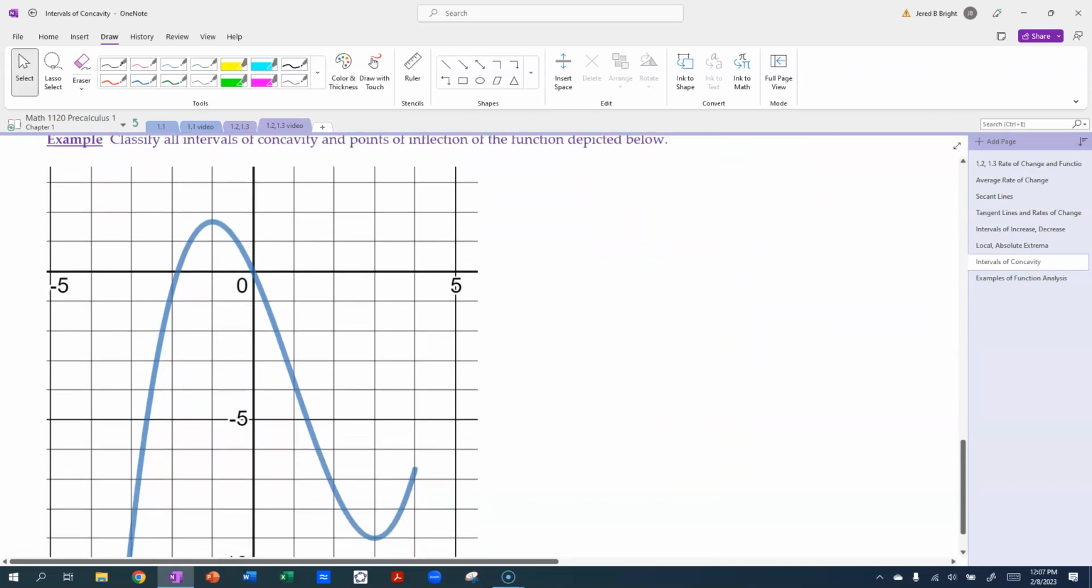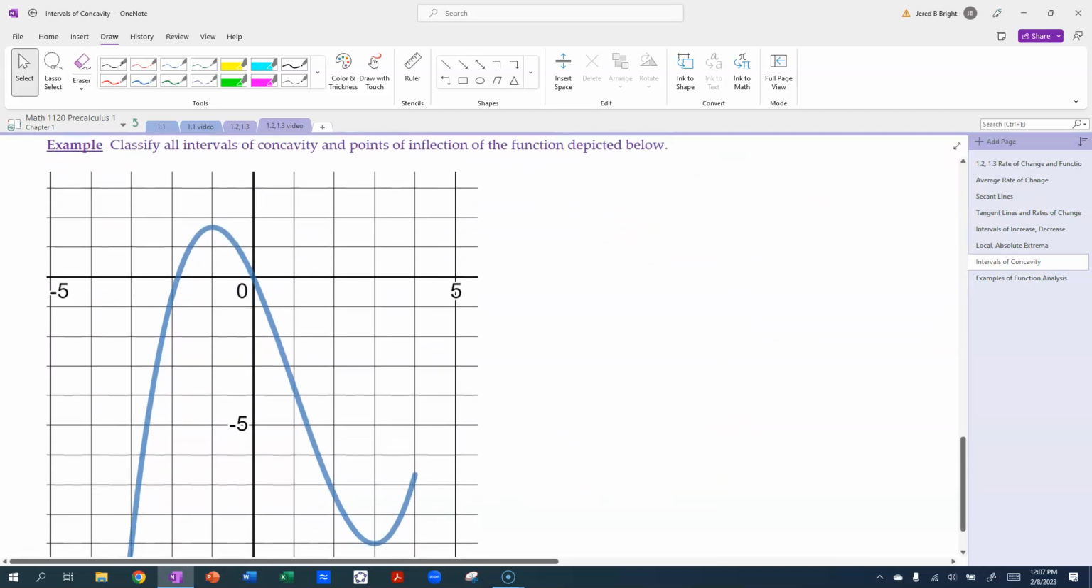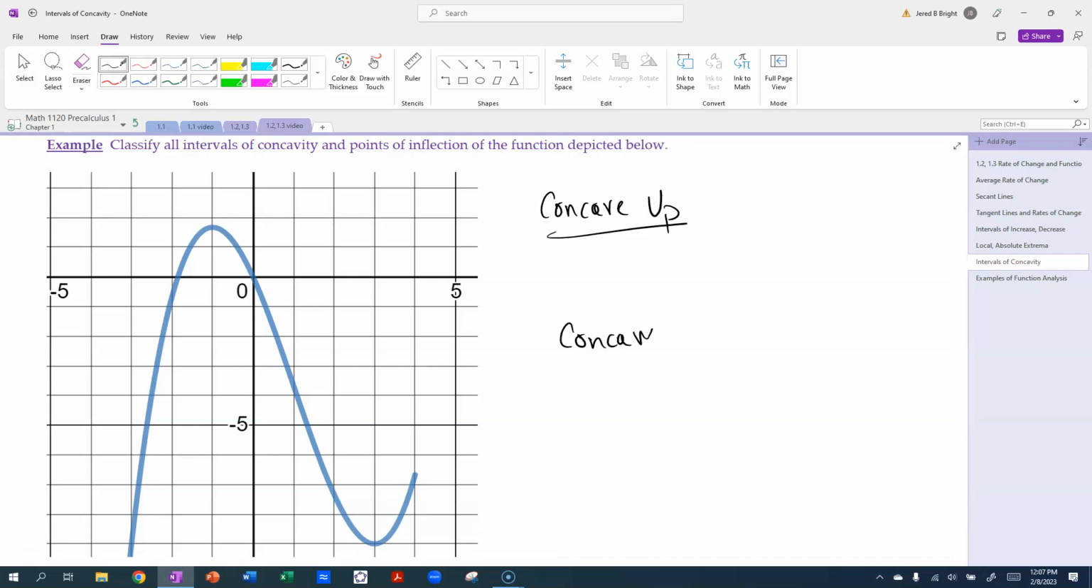And so here's our other example that we saw before. We did not discuss concavity, so I want you to pause the video, see if you can identify where it is concave up, concave down, and where points of inflection are, if there are any. There could be none, okay? So identify those three things, resume the video when you're ready.